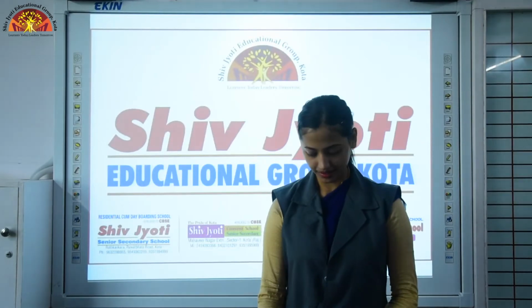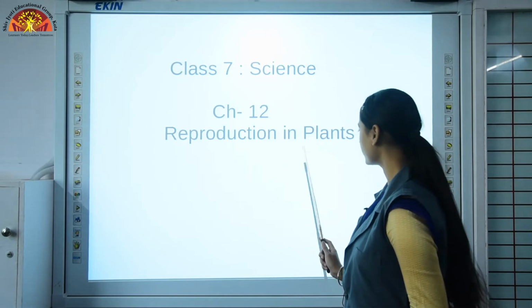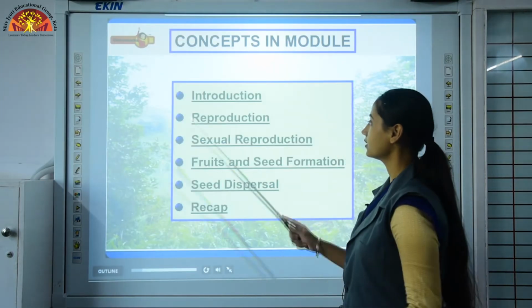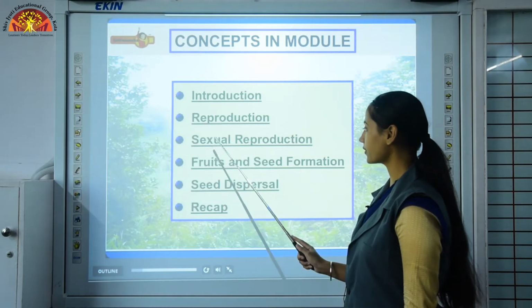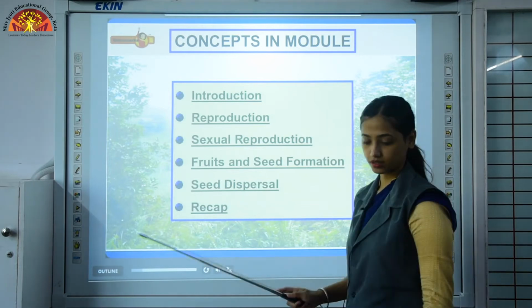Hello everyone. Today we will start chapter number 12, reproduction in plants. The topics which we will cover are reproduction, sexual reproduction, fruits and seed formation, seed dispersal.